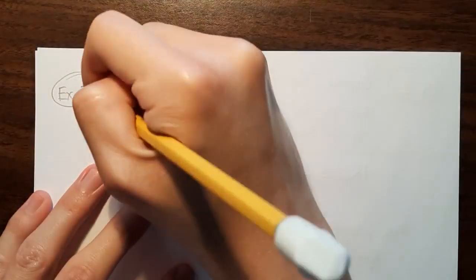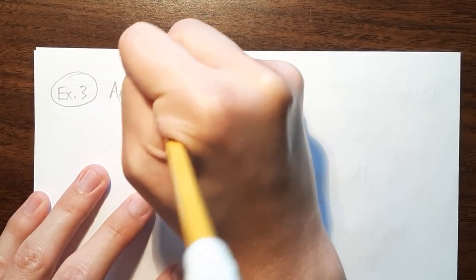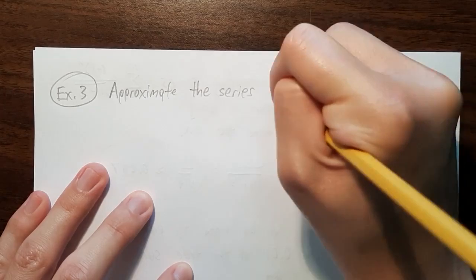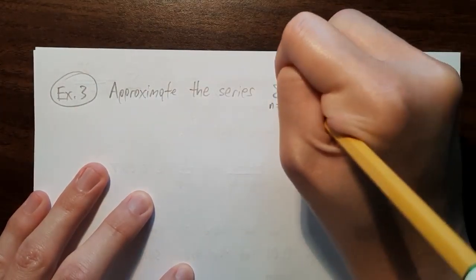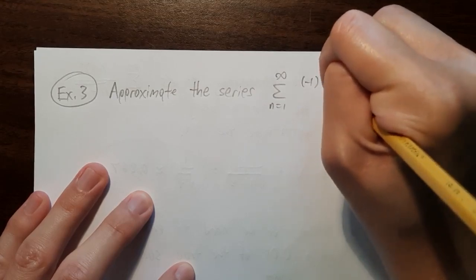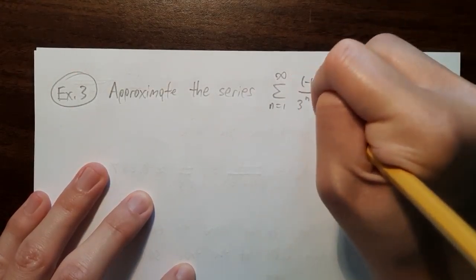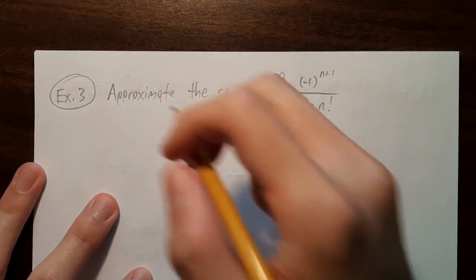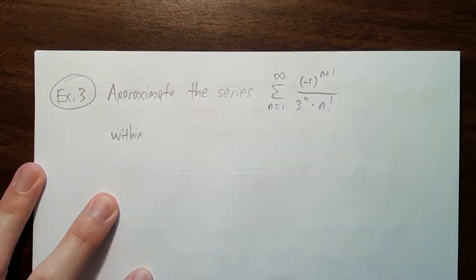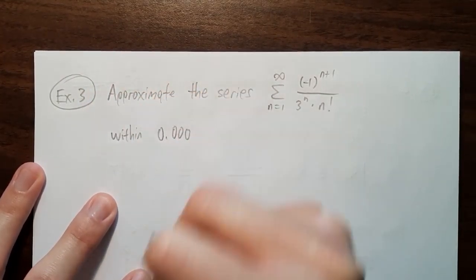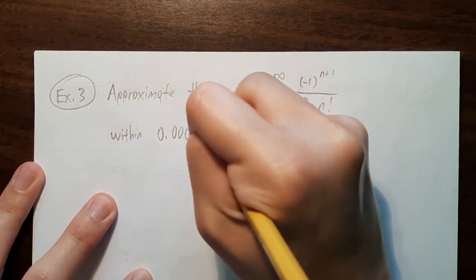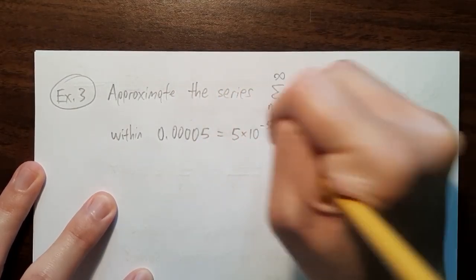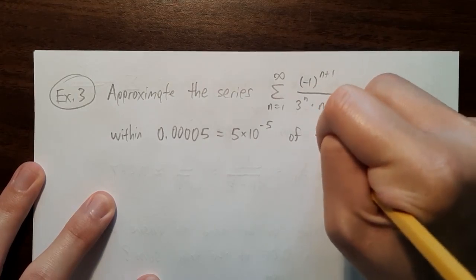So example 3, let's go and approximate this series: the sum from n equals 1 to infinity of (-1)^(n+1) divided by 3^n times n factorial. What we want to do is approximate this within 0.00005, or in other words, 5 times 10 to the minus 5, of the true sum.